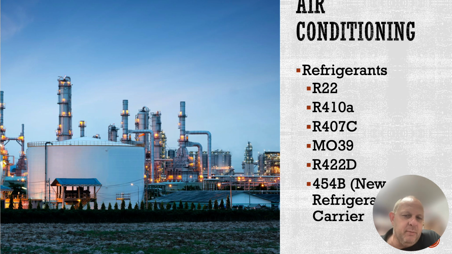We're going to cut back production to 2013 levels and then drop that in a percentage wise all the way down to where we're producing 10% of the actual 410A that we've been producing over the years. 407C, MO39, R22D, R422D are all refrigerants that we're using to replace R22. 454B, that's the new refrigerant that all the manufacturers have decided to go with.